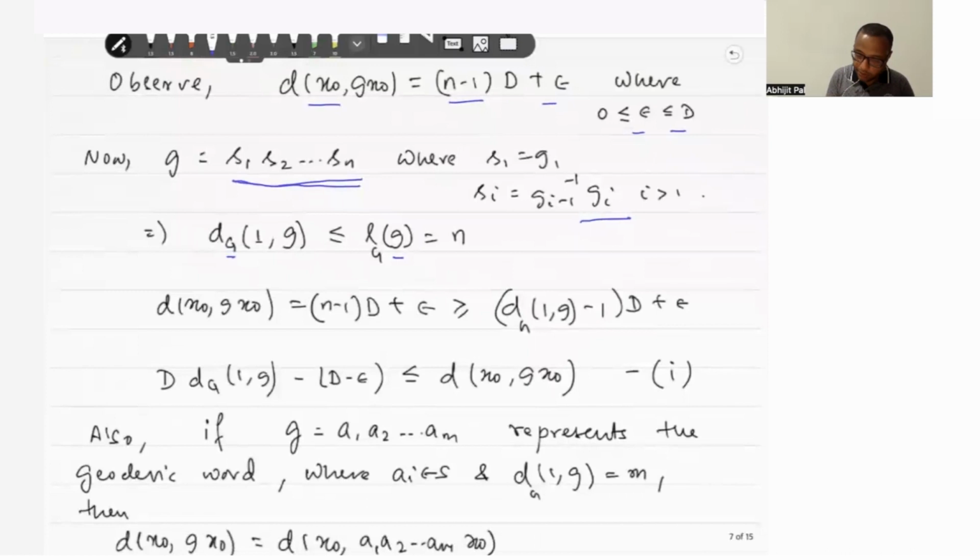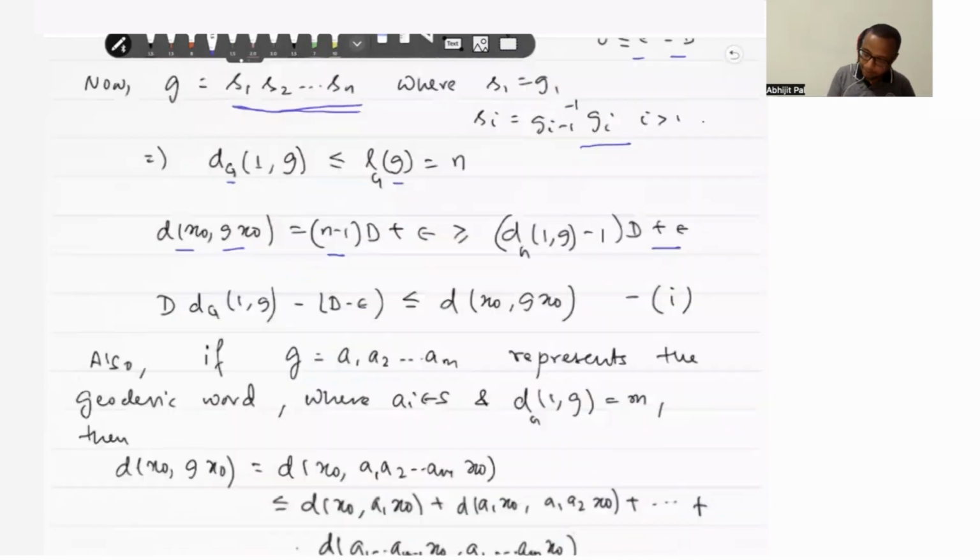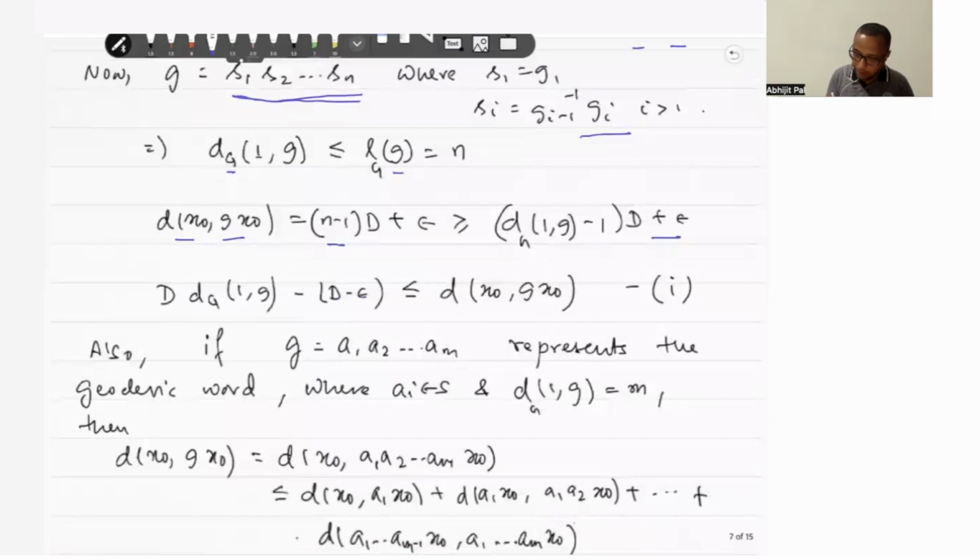So now the distance between x naught and g x naught is equal to n minus 1 times d plus epsilon, and n is greater than or equal to the distance between 1 and g in the group capital G. So this will be greater than or equal to the distance between 1 and g minus 1 times d plus epsilon. So therefore we have this inequality here.